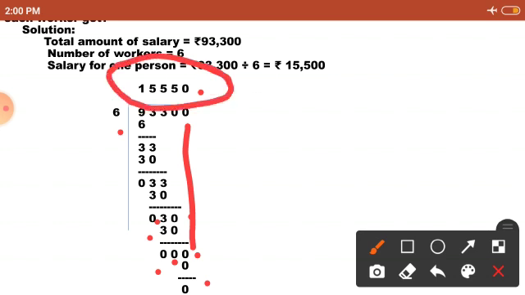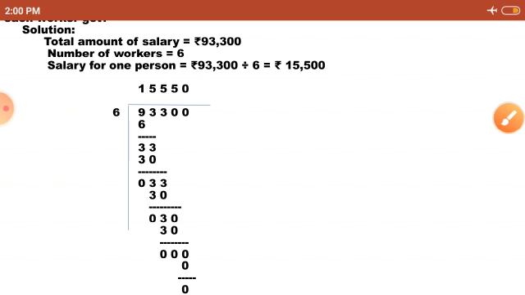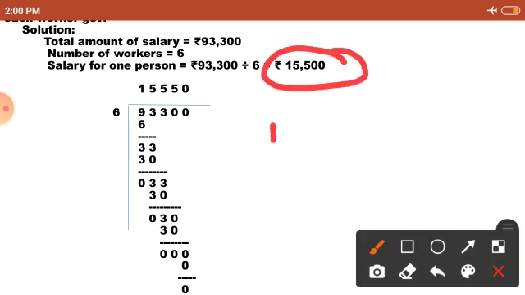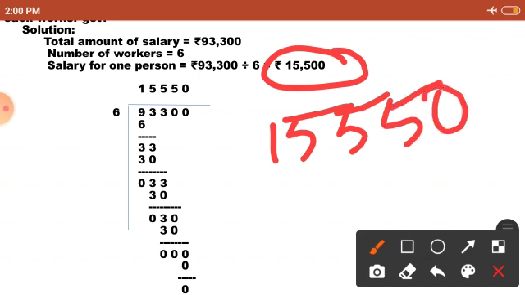15,550. So salary for one person equals rupees 15,550. There is one mistake earlier, sorry. It is 15,550. This is the answer.